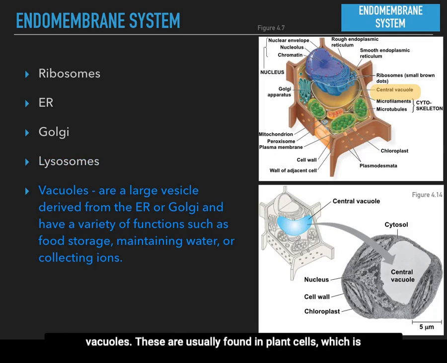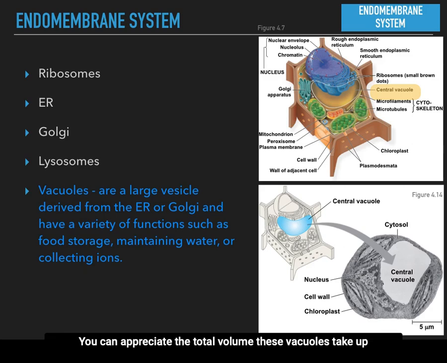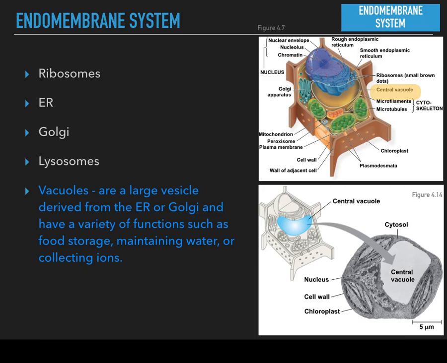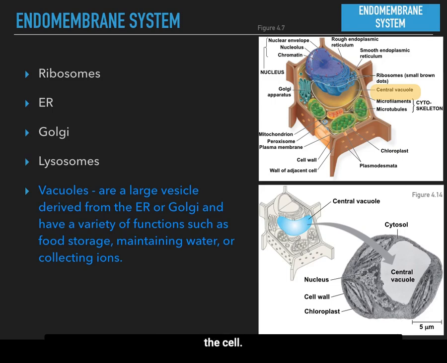These are usually found in plant cells, which is shown in the image on the top right. In the image on the bottom right, you can observe the central vacuole and the EM of the central vacuole. You can appreciate the total volume these vacuoles take up in a plant cell. They are large vesicles that originated either from the ER or the Golgi. They're necessary for food storage, water balance, and ion balance, and this maintains all of these balances for the cell.